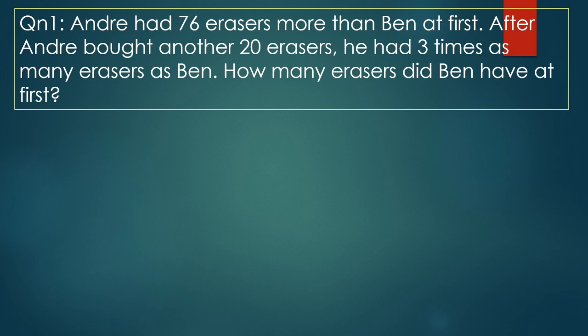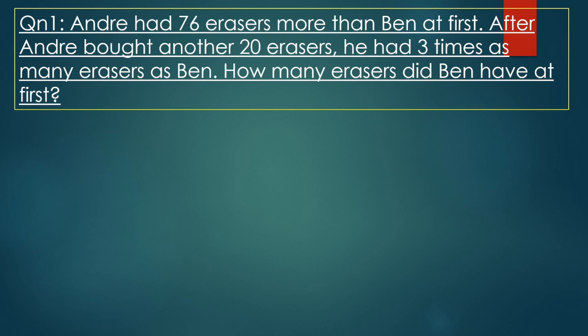Here we have question 1. Andre had 76 erasers more than Ben at first. After Andre bought 20 erasers more, he had 3 times as many erasers as Ben. How many erasers did Ben have at first?